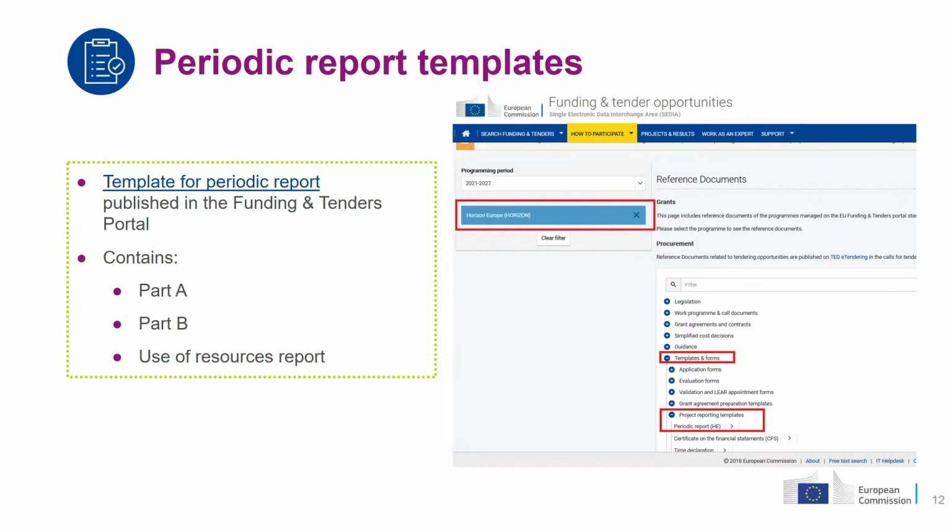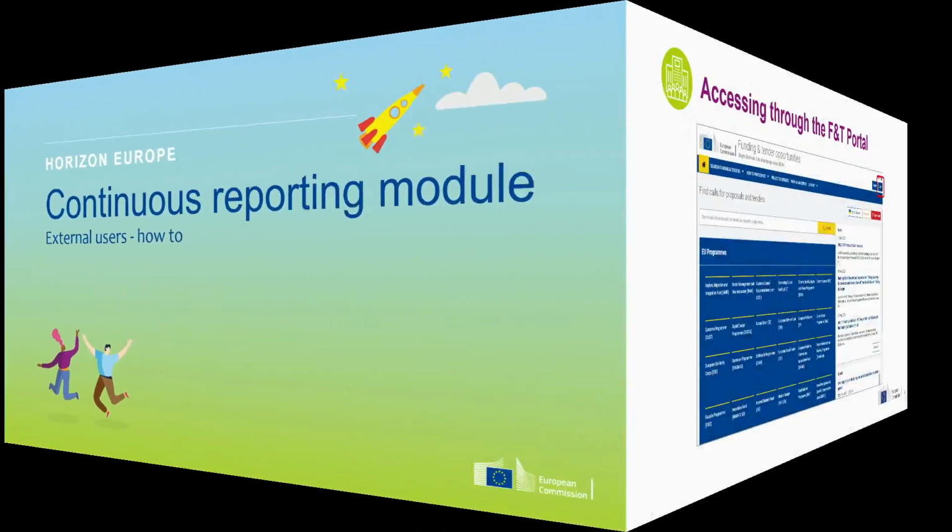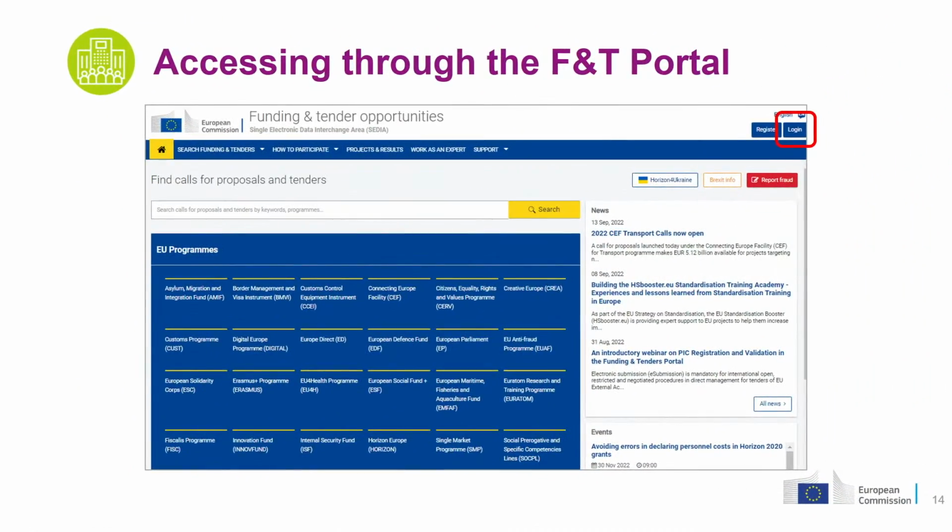You can filter on Horizon Europe if you select the program, and then you go to the templates and forms. You can find the template for the periodic reporting. So, a little more to get into the details of the continuous reporting first.